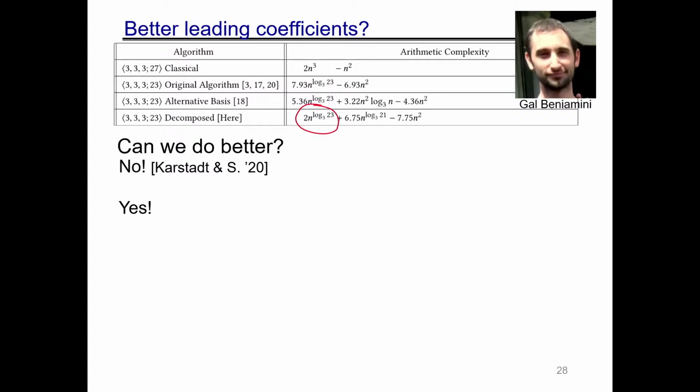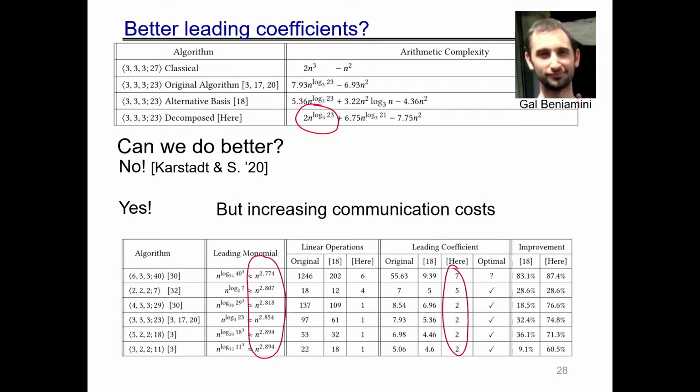So let me first just focus your attention on the fact that we get an algorithm which has the exponent of the fast matrix multiplication algorithms and the leading coefficient of the classical algorithm. So best of both worlds. And we did that for several other algorithms. This is a sample of them. They reduced the leading coefficient to 2 from whatever it was originally and whatever was the best previous alternative basis.